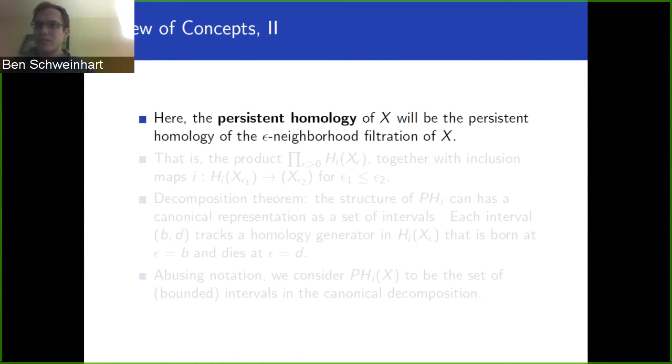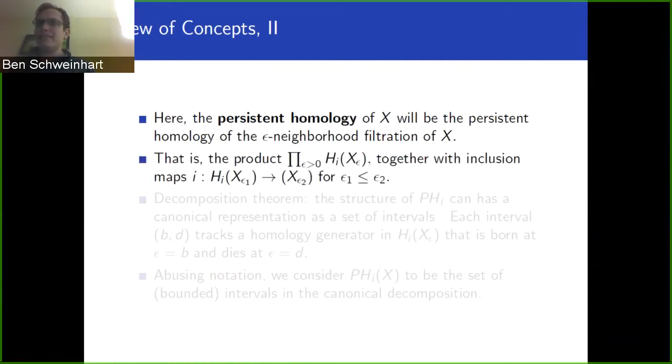As I said, the persistent homology will be the persistent homology of the epsilon neighborhood filtration. That is, it's the product of the homology group H_i of X^epsilon for all epsilon greater than 0, together with the inclusion maps between the homology of X^epsilon1 and X^epsilon2, if epsilon1 is less than or equal to epsilon2.